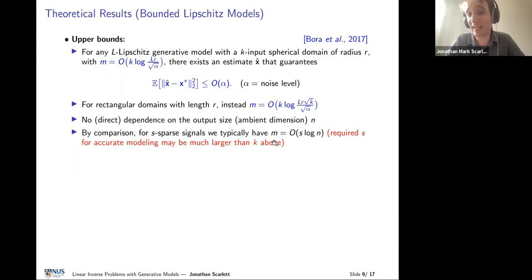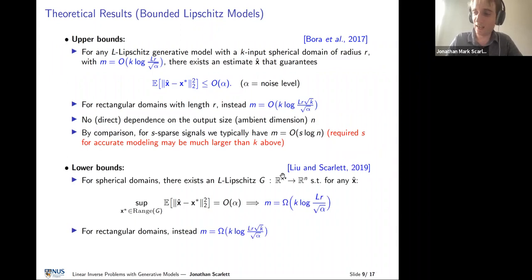But the bigger gain of generative models is not the log factor. The bigger gain is what this K and S are actually representing. The point is that a generative model with K inputs could much better represent your data than sparsity with the same number of coefficients. That's really where the gain is, from better modeling with the same number of parameters, rather than by improving the log factor.